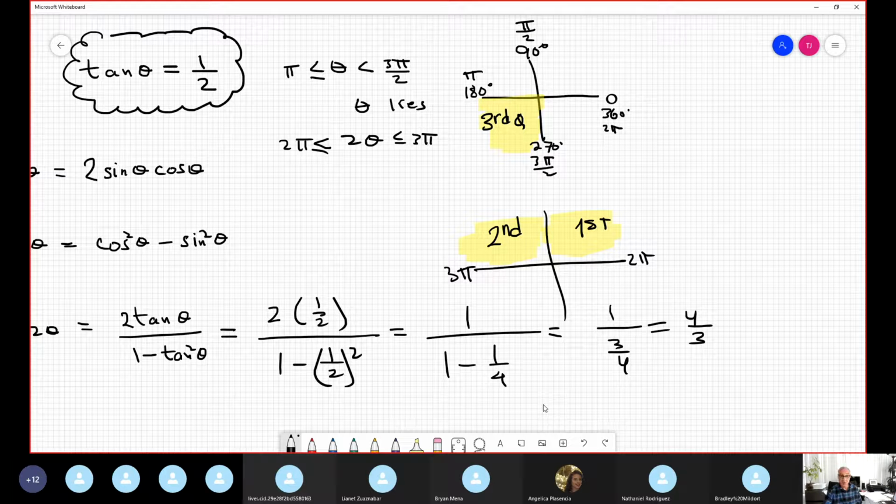But I don't know if it's positive or negative. Well, at least in this computation it's positive, but I need to verify this. Okay?